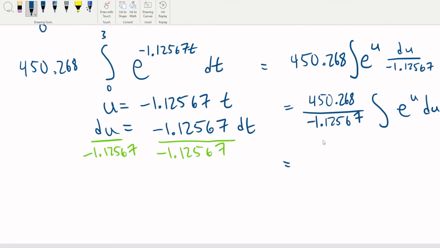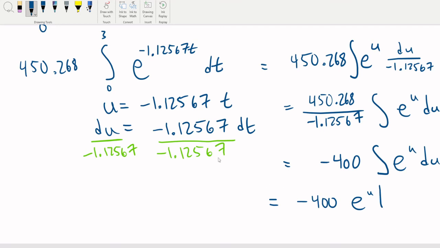So we get this number, which we're going to plug into the calculator now so we don't have to keep writing stuff. Really we should be waiting to the end, but it's not too big of a deal. Divided by negative 1.12567, and I end up getting negative 400 on the dot. Integral e to the u. Again, the antiderivative of e to the u is e to the u. So this is negative 400 e to the u.